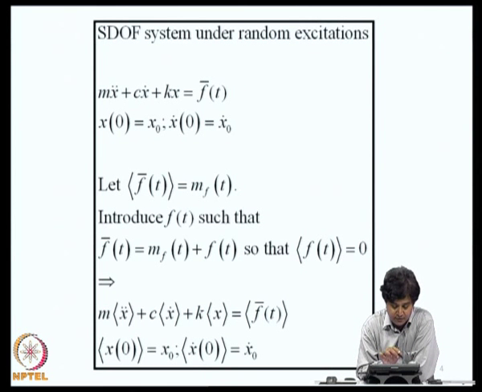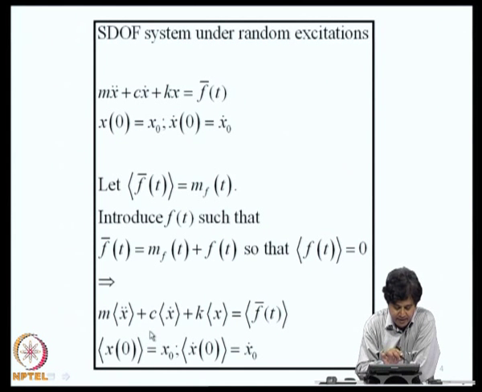Now, we will reconsider the problem of a single degree of freedom system under random excitation. Let f bar of t be a random excitation and let x naught and x naught dot be the initial conditions. Let the mean of f bar of t be m f of t. Now, what we will do is we will introduce f of t such that f bar of t can be written as the sum of the mean component and a fluctuating component, so that the mean of this fluctuating component is 0.